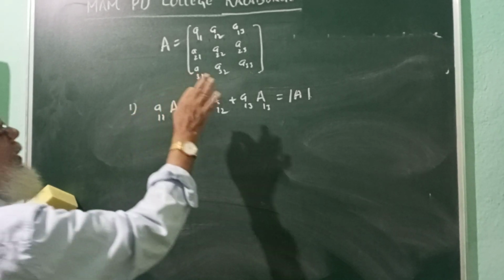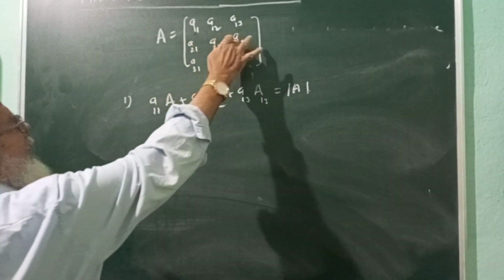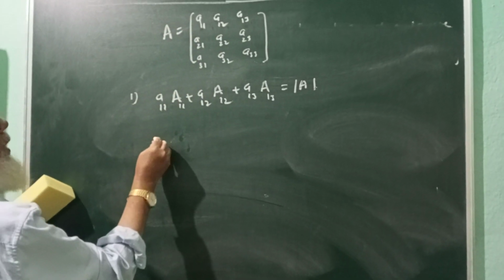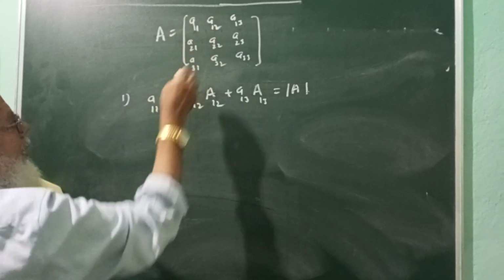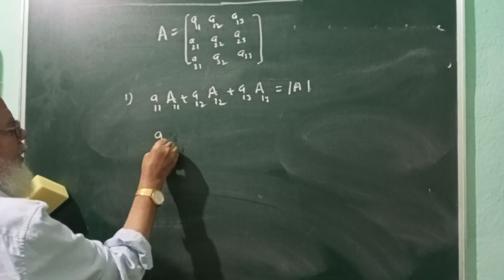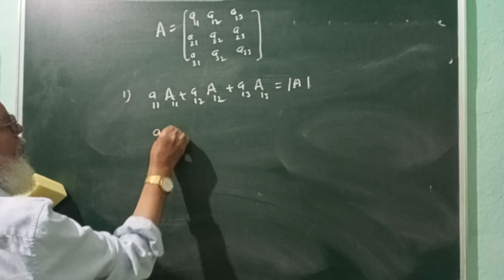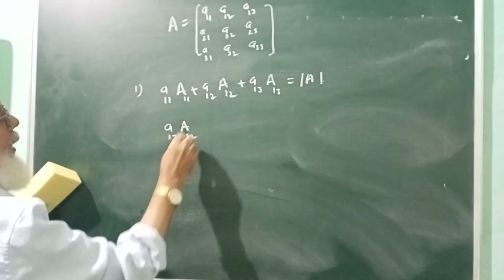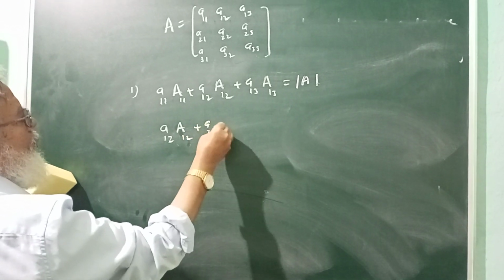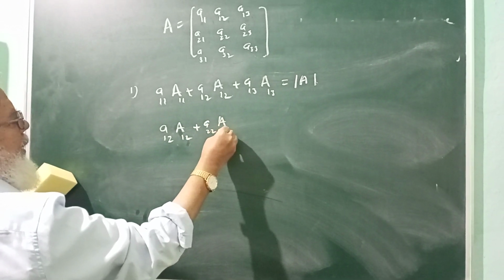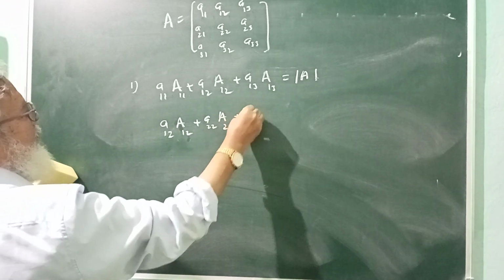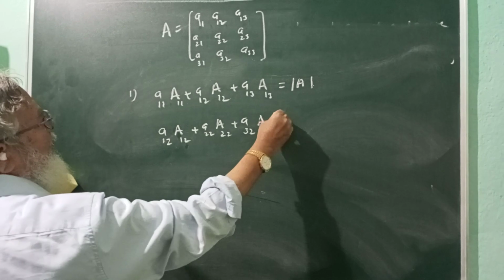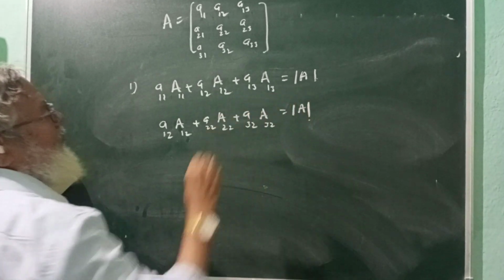Similarly, you can take the second row or third row, and it will be true. Column-wise also you can take. Let us take the second column, for example. We take the elements of the second column and multiply with the cofactors of the same column: A12 times A12 cofactor, plus A22 times A22 cofactor, plus A32 times A32 cofactor, that is equal to the determinant of A.